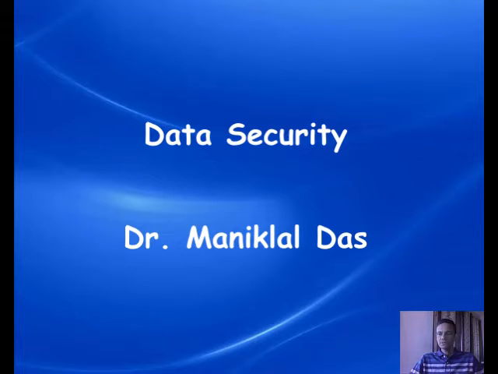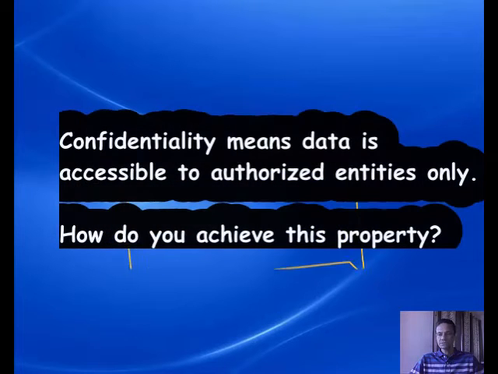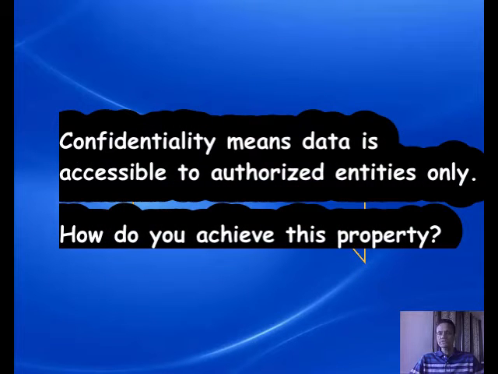First, data confidentiality. So, what is data confidentiality? Confidentiality means information is accessible to authorized entities only. In other words, unauthorized parties should not be able to learn anything about the information or data.